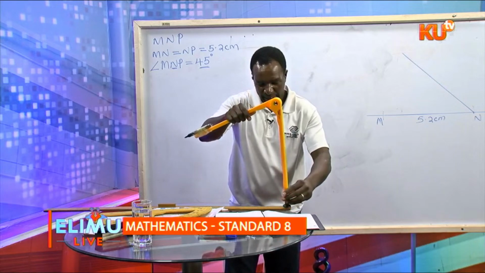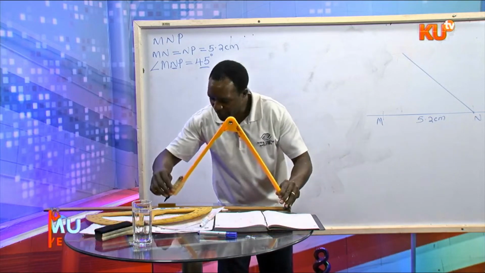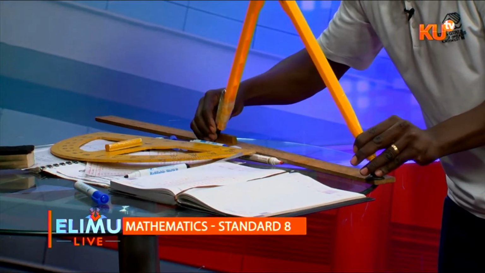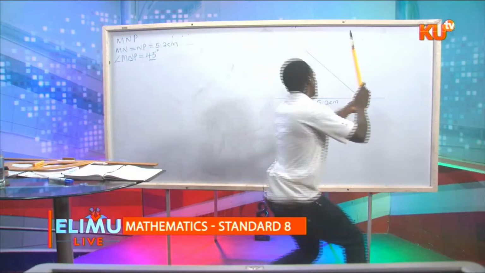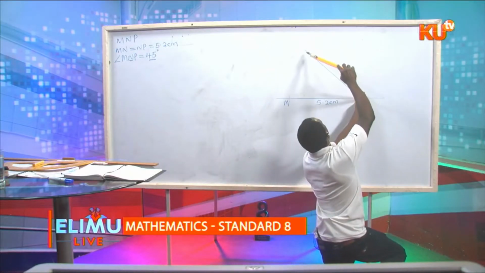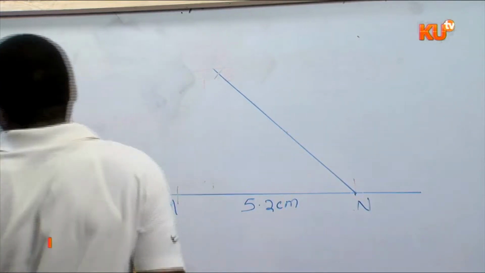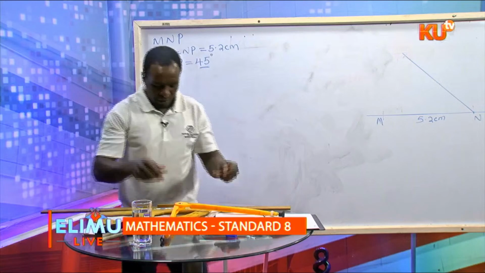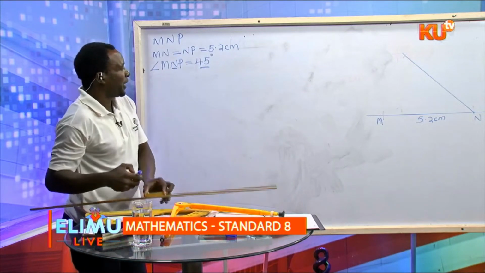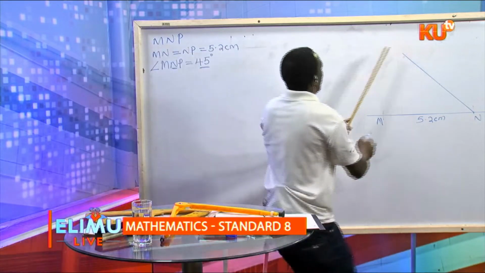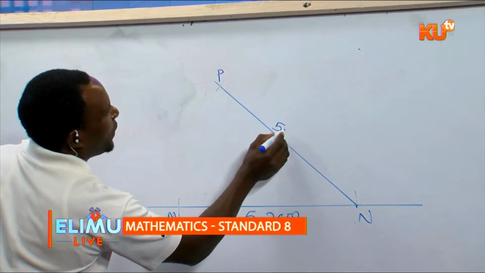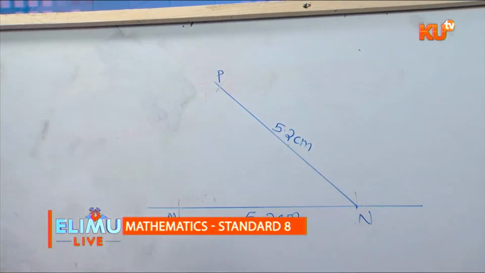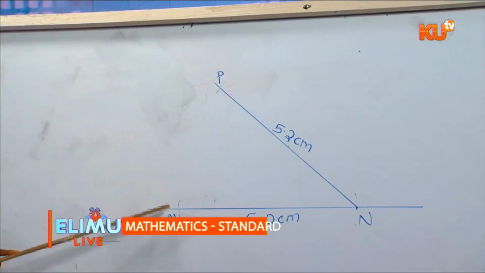Take your compass again and measure 5.2 centimeters. There it is. Then come here and put an arc, just a small arc. Then put your compass down. Join this part where we call it P, which is also 5.2 centimeters. Join P with M.